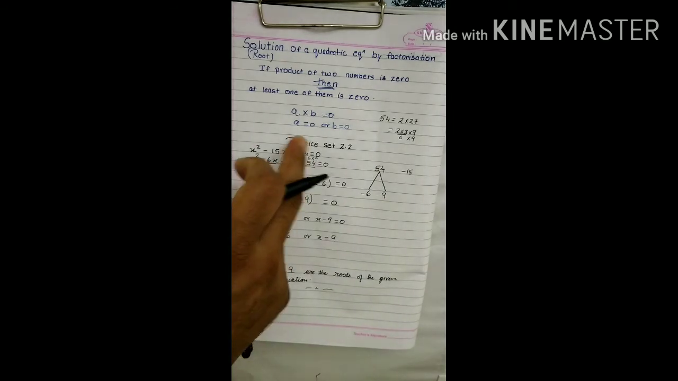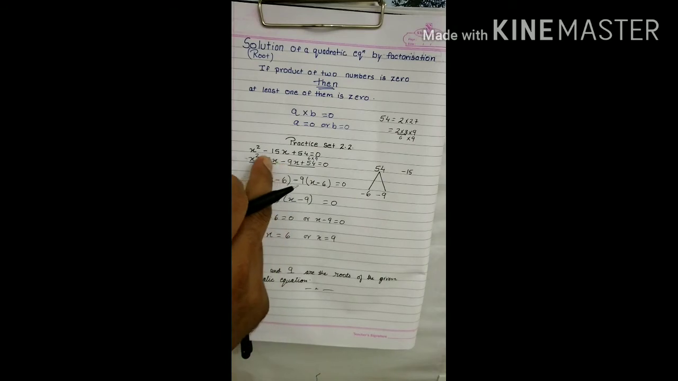This is the way of solving the quadratic equation by factorization. The other name is splitting the middle term. This we have done in our last year also.